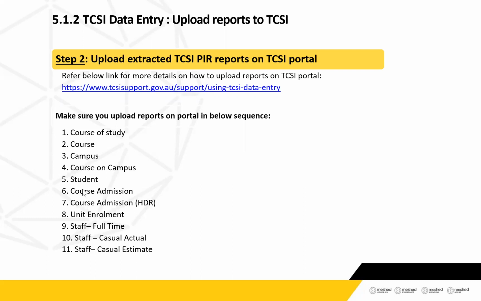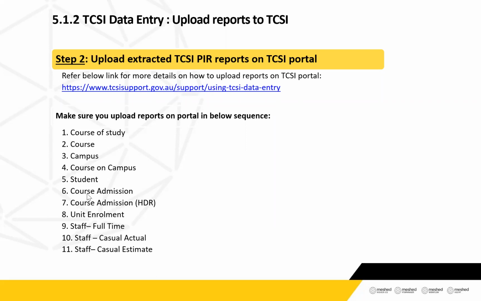Here you can see there are two course admission reports, course admission and course admission HDR. When you're reporting data through these TCSI PIR reports, we have to maintain a separate report for HDR. This HDR report maintains data only for those course admissions where higher degree research information is provided. And this sixth one, course admission, is basically for all.